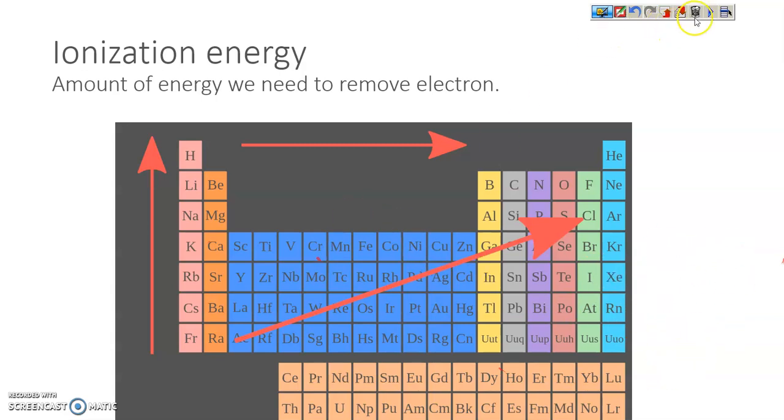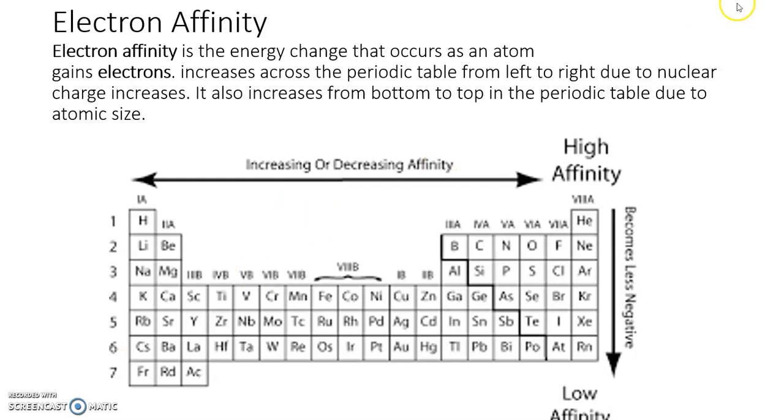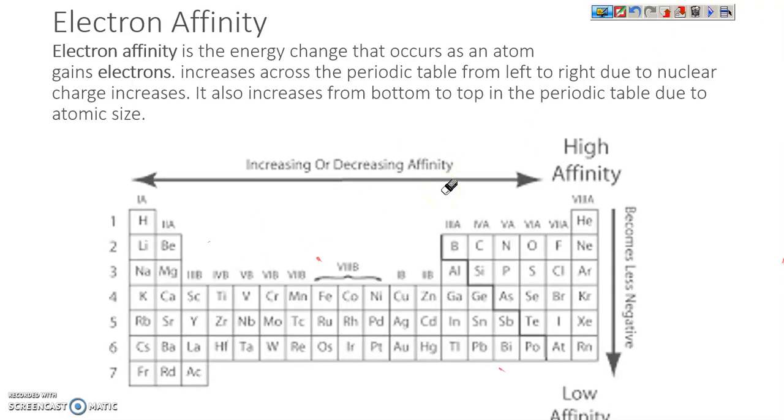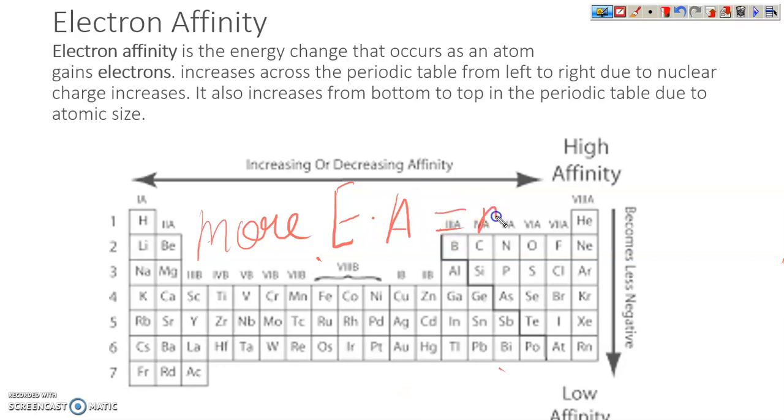Another main term is electron affinity. What does electron affinity mean? Electron affinity is an energy that occurs as an atom takes an electron. For ionic bond, electron affinity should be more because the tendency to take electrons is more. Those elements which have more electron affinity can take the electron and form ionic bonds. I can write electron affinity as Ea: more electron affinity makes ionic bond.